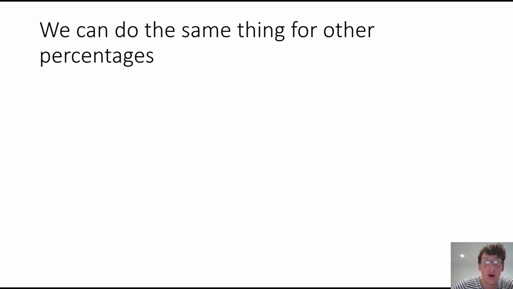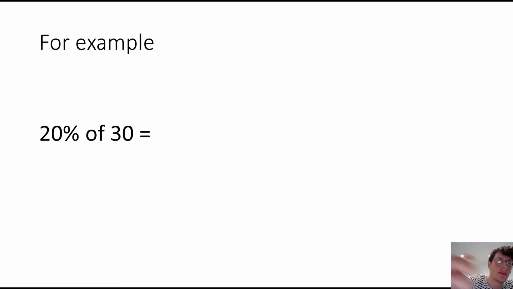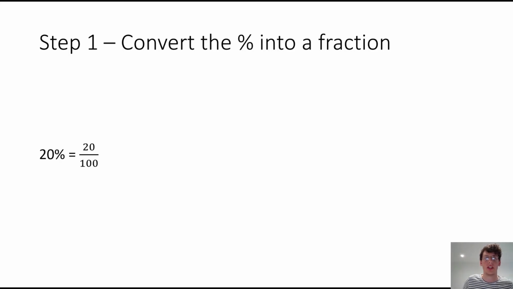So the example we're going to use is to find out 20% of 30. Now remember, we cannot just do 20% times 30 because that would give us 600, which is way too much. So what we need to do is convert 20% into a fraction as it is equivalent. So that's the first step. Step 1 is to convert the percentage into a fraction.